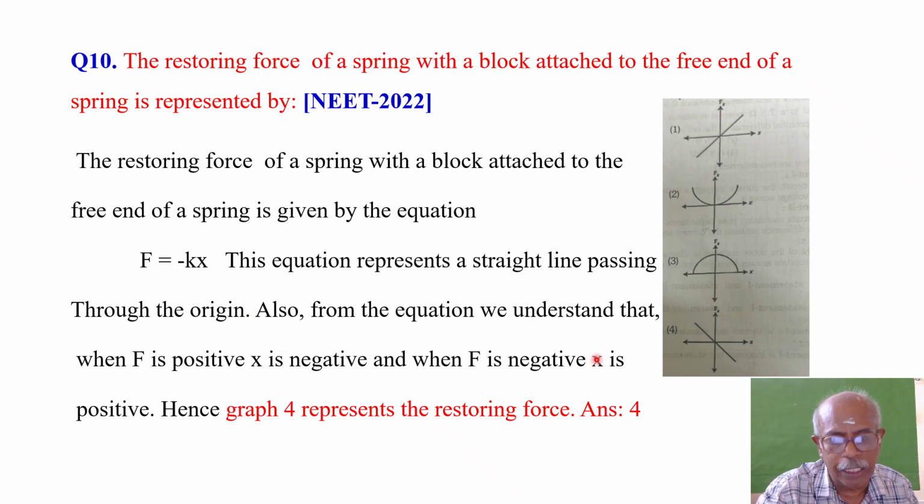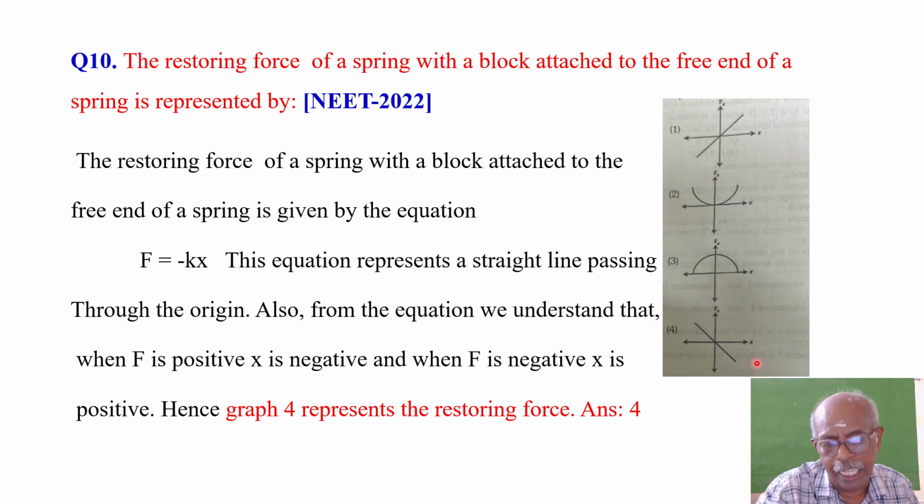Also from the equation we understand that when F is positive, x is negative, is it not? Minus x, k into minus x, k is a constant. So x is negative. And when F is negative, what will happen? If x has a positive value, minus into plus, so F is negative. So when F is negative, x is positive. Hence graph 4 represents the restoring force.